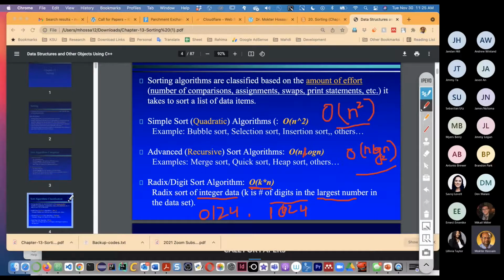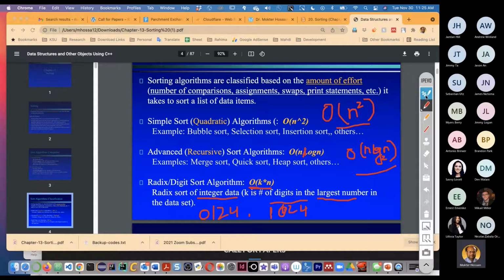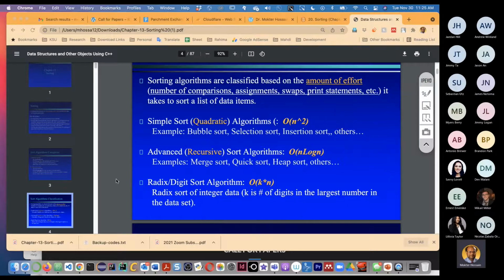Okay. If we have time, then we can discuss the Radix sort algorithm. This is a nice and easy algorithm, but it has its own limitation, that it works only for integer type data. If we have time, we will discuss this.